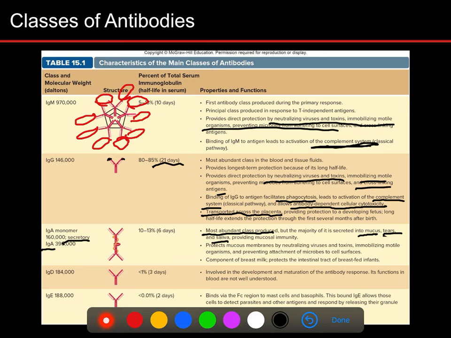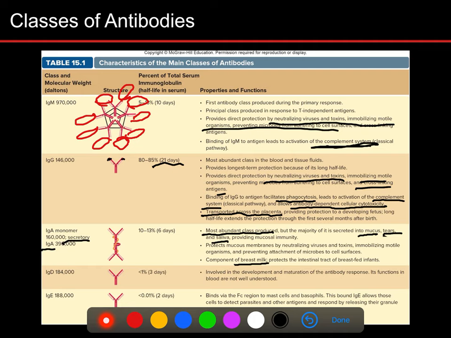It also prevents colonization and infection of the alimentary canal and sometimes the lungs and other organisms that don't actually get into your body but just replicate inside of your tube. And they protect you from that. Since this is found in bodily secretions, breast milk is one of those bodily secretions. And so this is the antibody that provides protection to nursing infants.